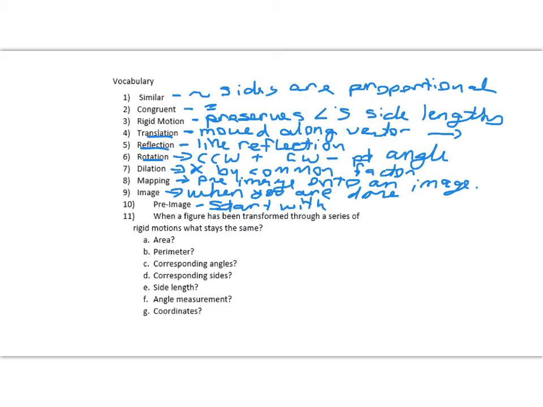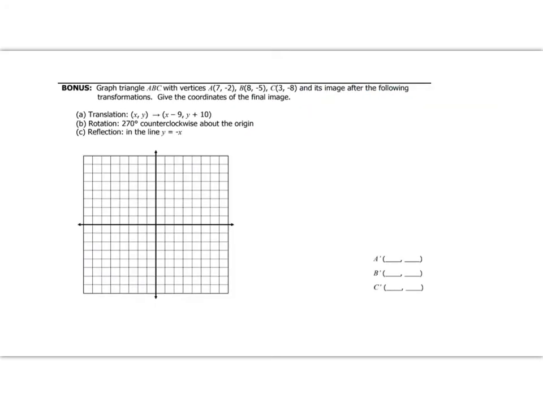Okay, when a figure has been transformed through a series of rigid, that's the key word, motions, what stays the same? Well, think about it. You're not changing the figure at all. You picked it up and you moved it somewhere. So obviously the area is the same, the perimeter is the same, the corresponding angles are the same, the corresponding sides are the same, the side lengths are the same, the angle measurements are the same, but the coordinates are not the same, because remember, what you did is you moved it.